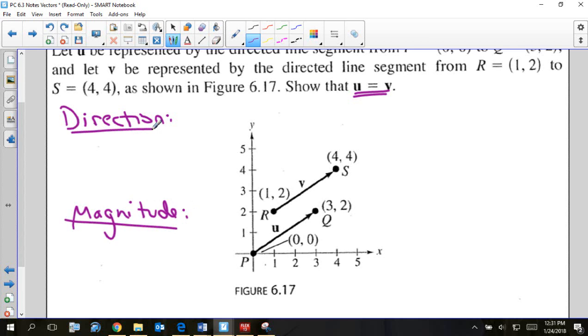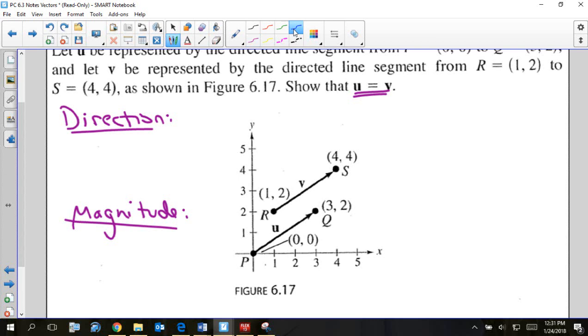So vectors are used, okay, I can't tell you in detail, but I know they're used in plane flying, what's that called? Aviation. Like direction and magnitude, I know it's used there.